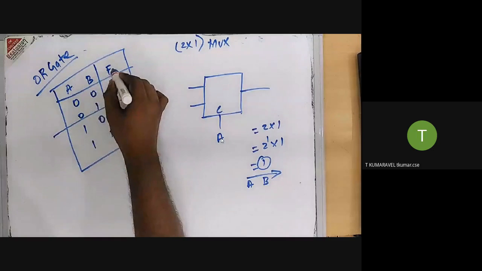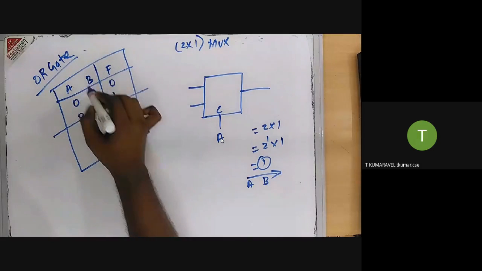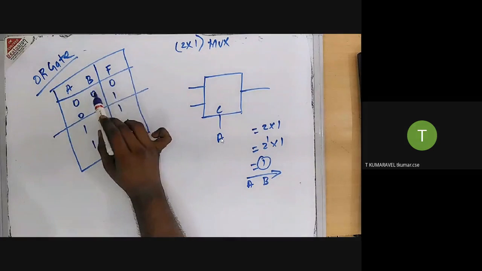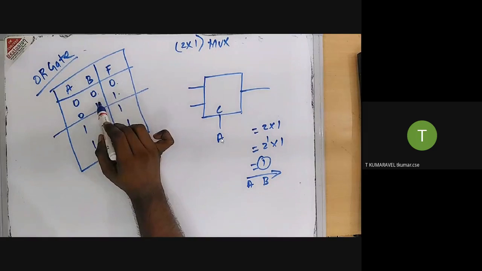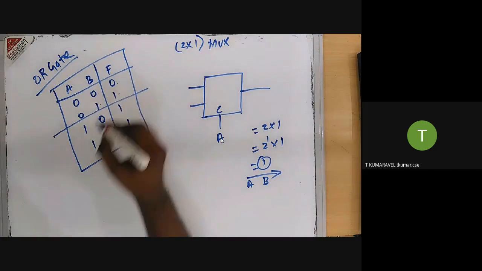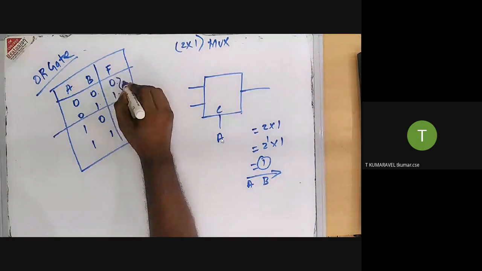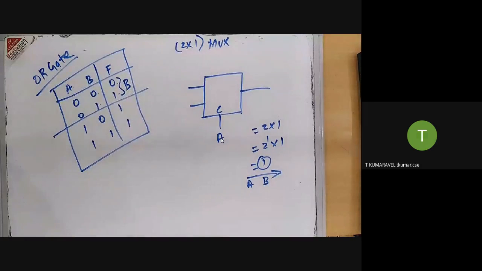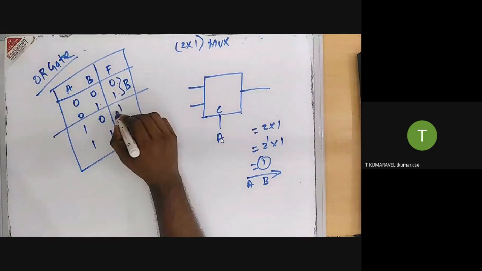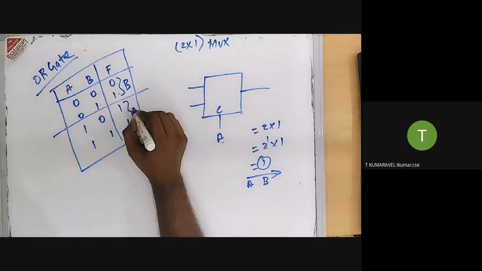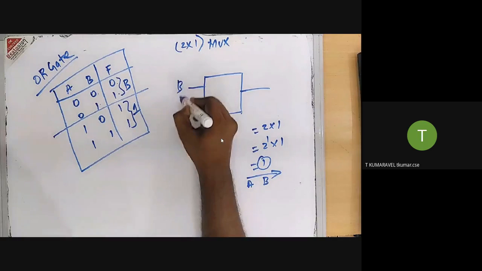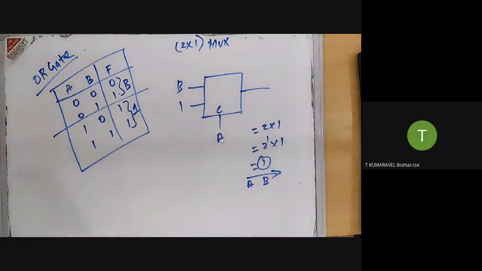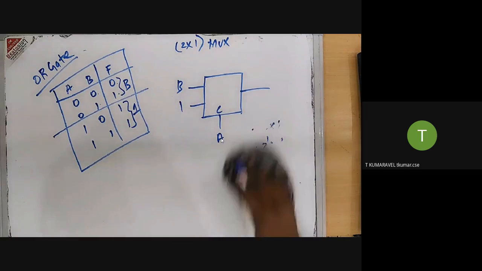The output is mapped with B. For example, the output equals 0, and the B value is also 0. Now the output equals 1, and the B value is also 1. So instead of 0, 1, I'm going to write it as B. What about the next case? Both output values equal 1, so simply I'm going to write it as 1. So B, 1. A is acting as the controller.